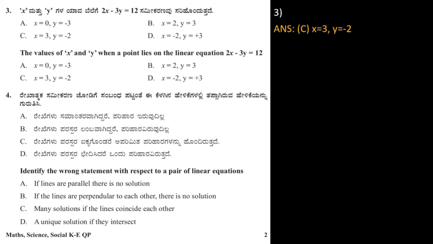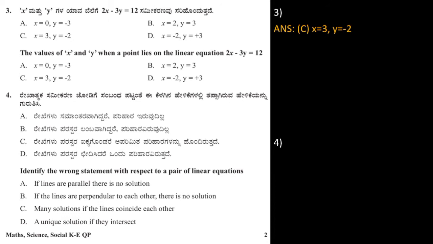Now fourth one. Identify the wrong statement with respect to a pair of linear equations. So in these options you can see first one we have parallel. So parallel is mentioned, it's there in a pair of linear equations. And next we'll move on to the next one, if the lines are perpendicular.